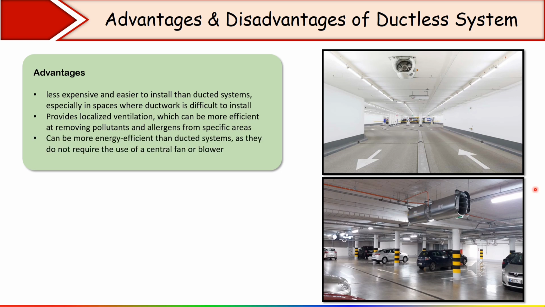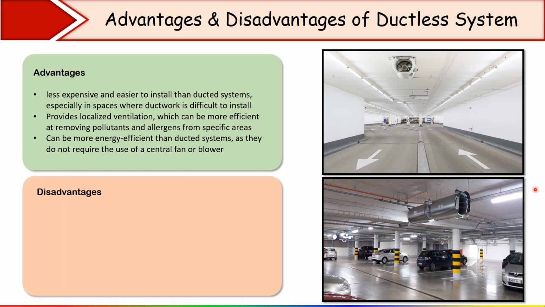Now the second advantage is that this system provides localized ventilation, which can be more efficient at removing pollutants and allergens from a specific area. The third advantage of using this system is that it can be more energy efficient than a ducted system, as it does not require the use of a central fan or blower. Now there are some disadvantages also.